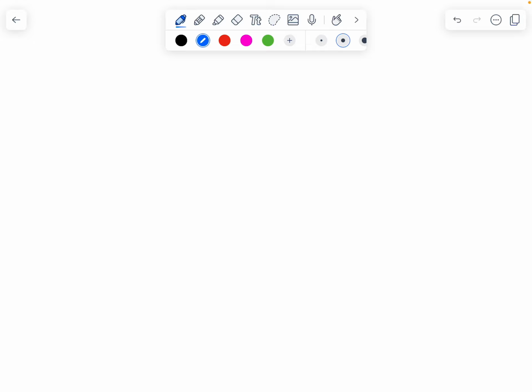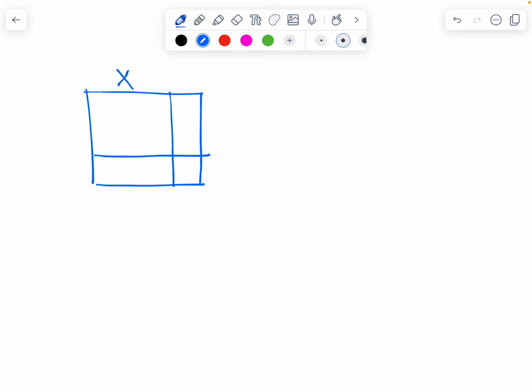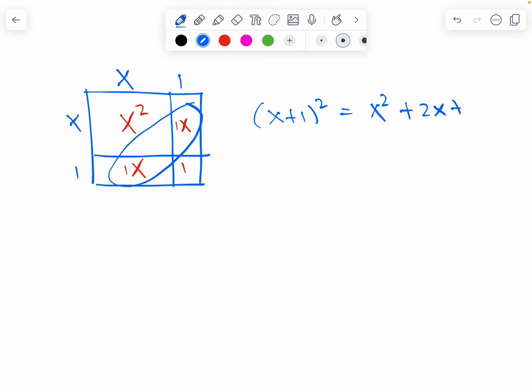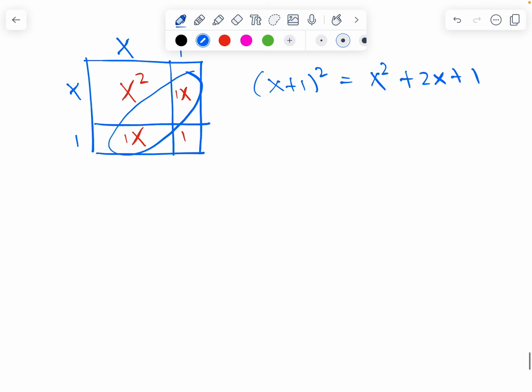So let's say you have this kind of thing like this. This is x and 1, and this is x and 1. This is x squared. This is 1x. This is 1x, and this is 1. So another way of writing x plus 1 squared is x squared plus, combining those together, 2x plus 1. Let's do another example. What if you have this a little bit bigger?